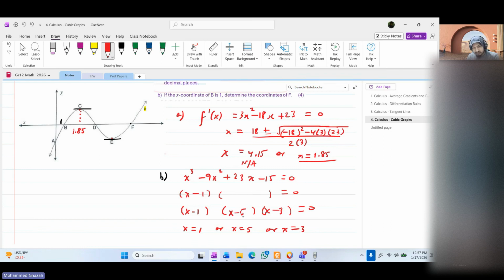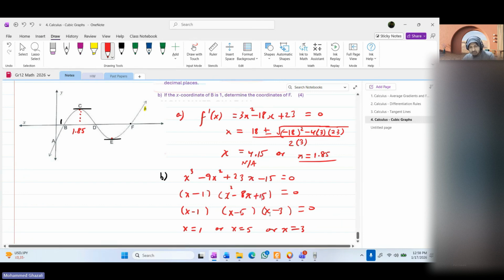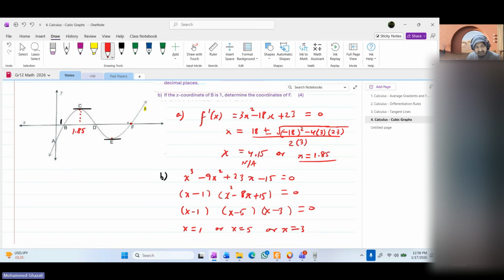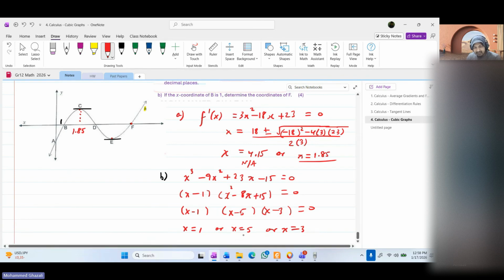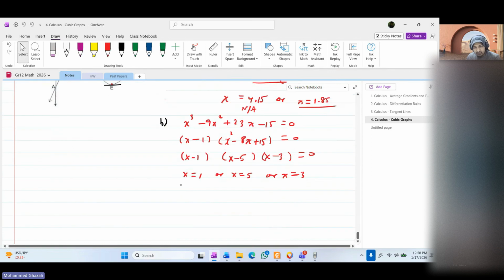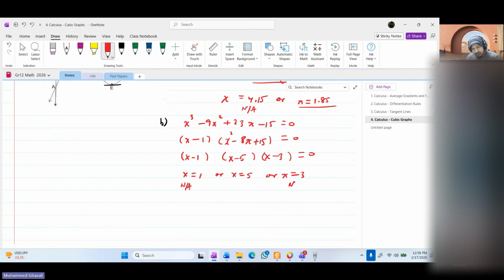All right. So bring everything over, open this up. X squared minus 8x, minus 5 times minus 3 is plus 15. Okay. So now everything works out. So what's the coordinates of D? D is 5, 0. No. We want the extreme point, which is F. Point F will be 5, 0. So not applicable, not applicable. Right? So F will be 5, 0.